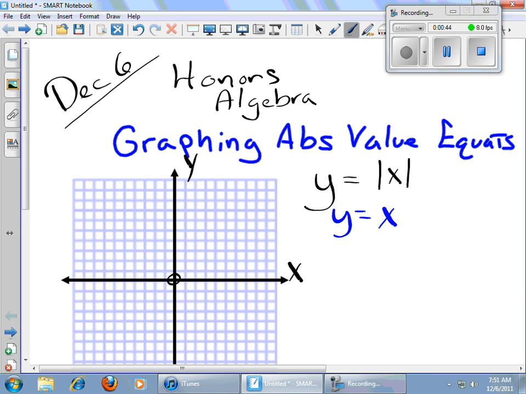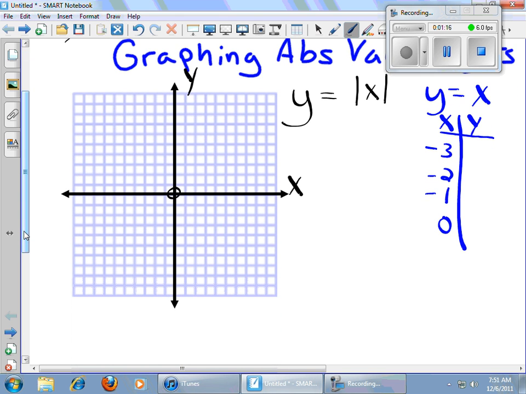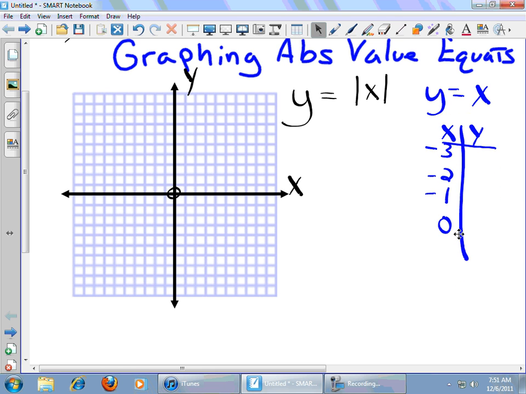Now, I'm going to graph both of these. I'm going to do a t-table for each. I'll do a t-table in black for the absolute value one, and I'll do a t-table in blue for the y equals x equation. Pay attention to what's going on here, guys. Now I'm going to pick my points very deliberately. There's my x and my y. I'm just going to pick some x values, say like -3, -2, -1, 0. Oh no, I'm running out of room. Let me move this down. Okay. Then 1, 2, and 3.